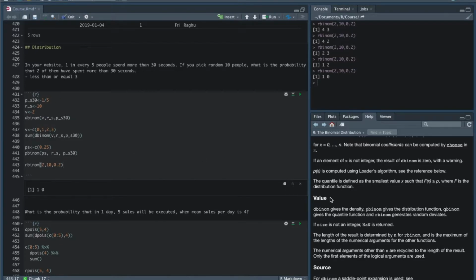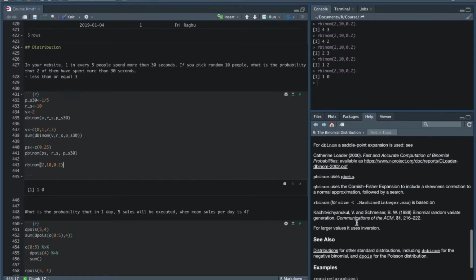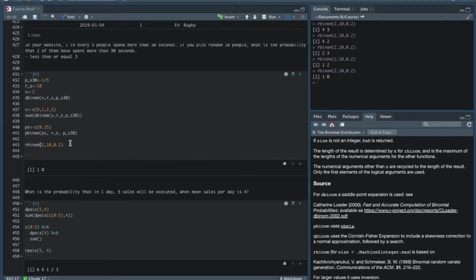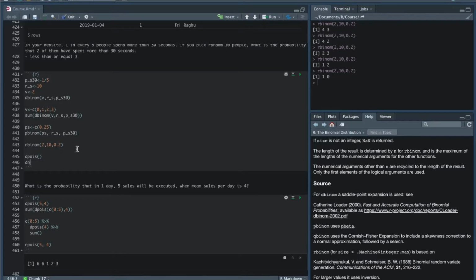So this is how you simulate. Now for other types of functions, we have similar formulas. Just like dbinom, we have dpois and we also have dnorm. We'll see the examples just below. So the structure is the same. It starts with d, and in case of binomial it becomes binom, in case of Poisson it becomes pois, in case of normal it becomes norm.